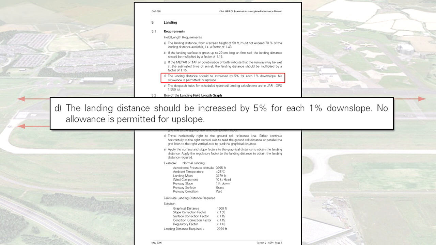Therefore, for a 2% downslope, the factor would be 1.1. Point D also states that no allowance is permitted for upslope. The reason for this is that upslope will reduce the landing distance. If a pilot were to ignore the reduction in the landing distance, then a margin of safety would be incorporated into the landing distance calculation.